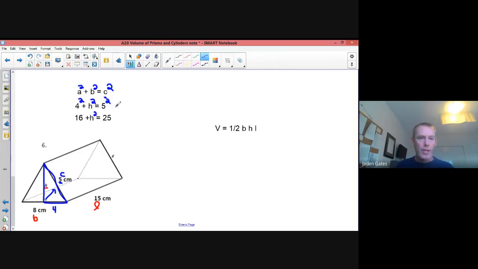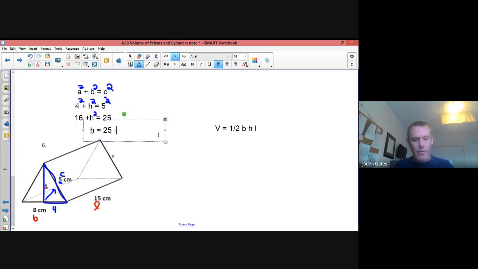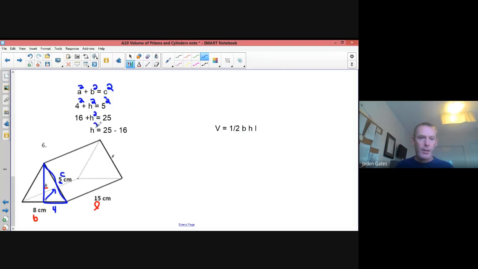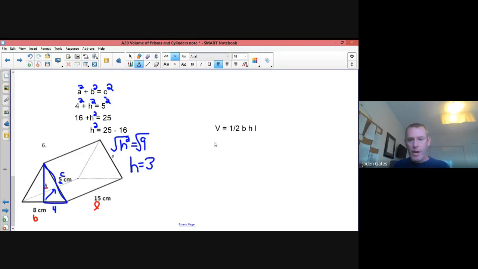All right, I'm going to move this 16 over to the other side. And so, run out of room here, h squared is equal to 25 minus 16, because when I moved the 16 to the other side, it changes sign. All right, and so my h squared, 25 minus 16 is 9. And then if I square root both sides, which I have to do to get rid of the little 2, h is 3.